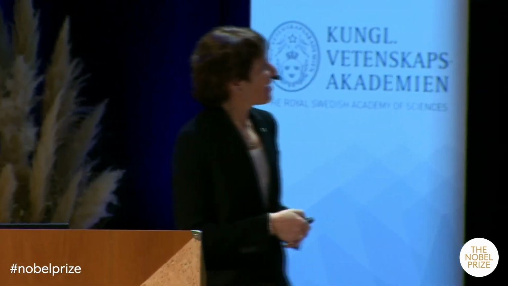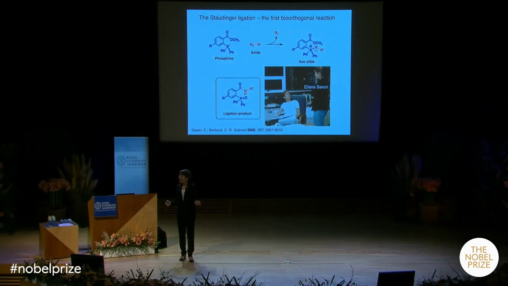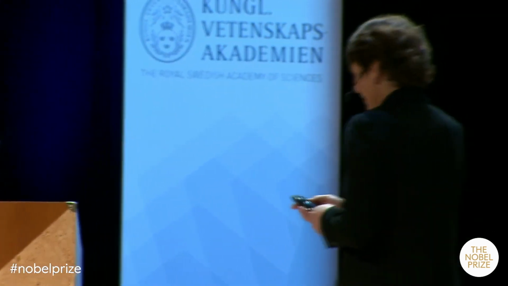And here is Eliana. I found this old photograph. The day that she got her first big result, where she showed the Staudinger ligation could be performed on cultured cells in a dish with no harm to those cells. And she came into my office and she showed me the data, and I remember thinking, I think this is a really big result. But this was very early in the days of my young lab.